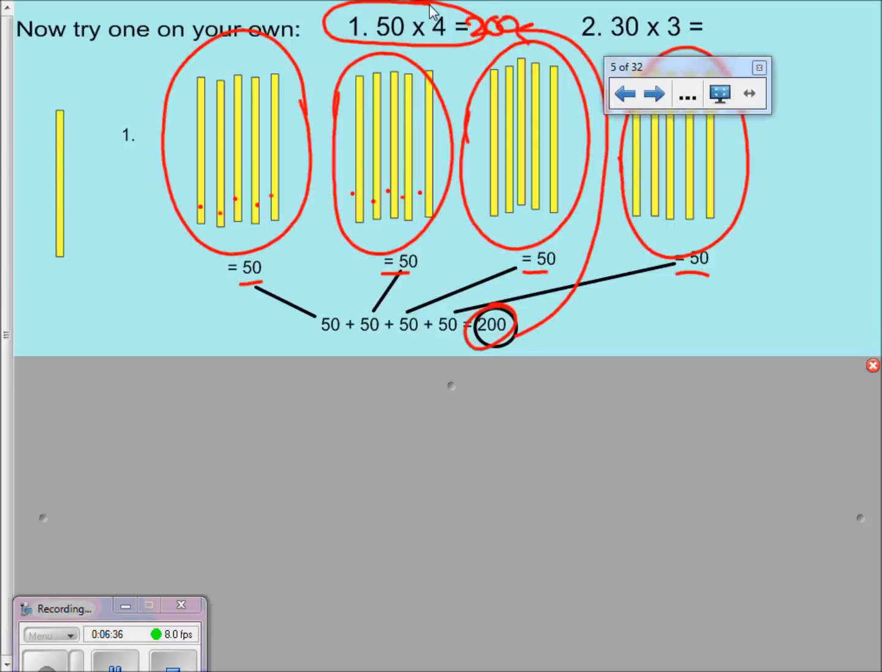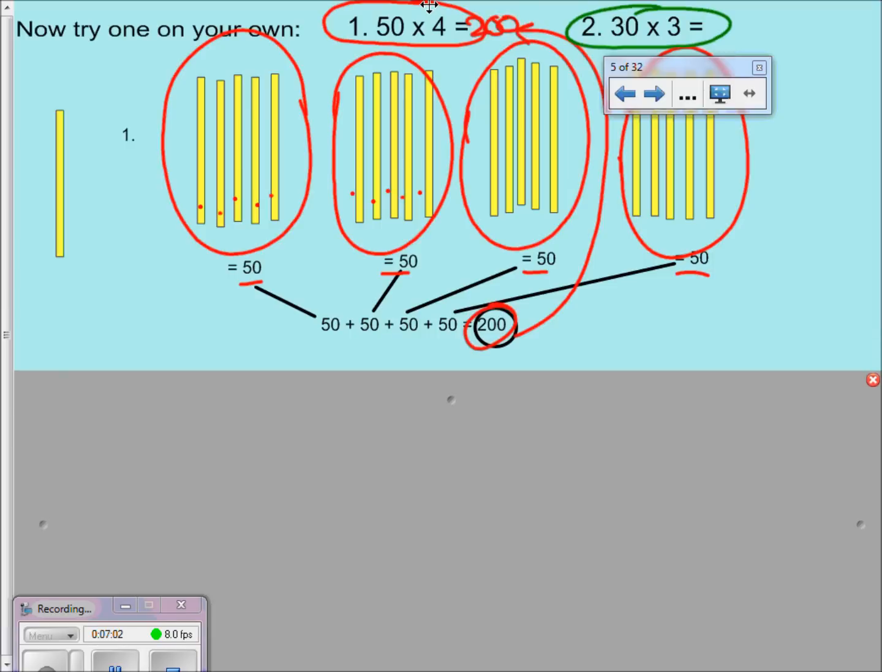If you would like to try and solve your next problem, please solve problem number 2, 30 times 3 on your video response sheet. Pause the video now, and when you're ready to check your answer, unpause. Remember, you can go back and rewind to view the tutorial ahead of time. If you need to go back and double check for understanding, if you're still confused, maybe you got the answer wrong, go back and watch from the beginning to help you.